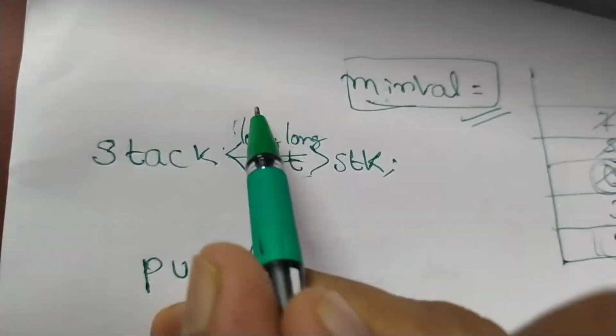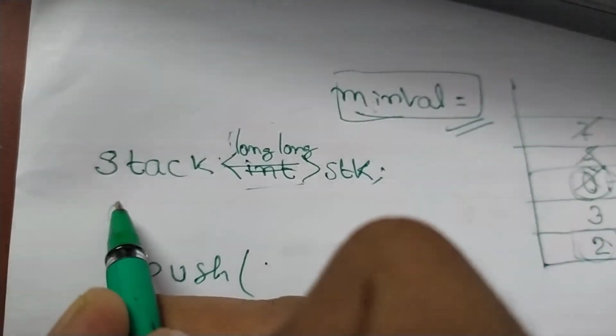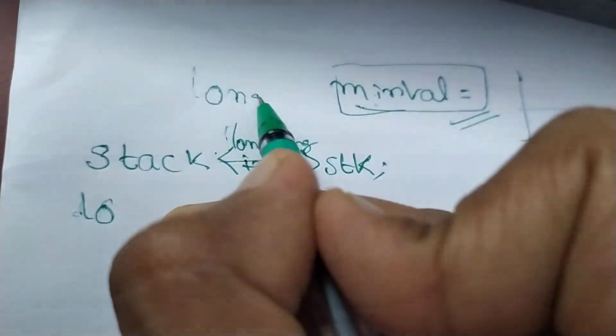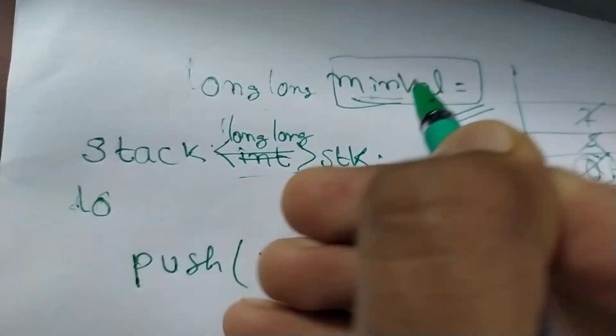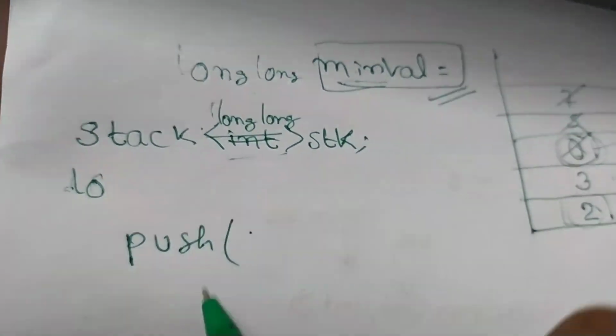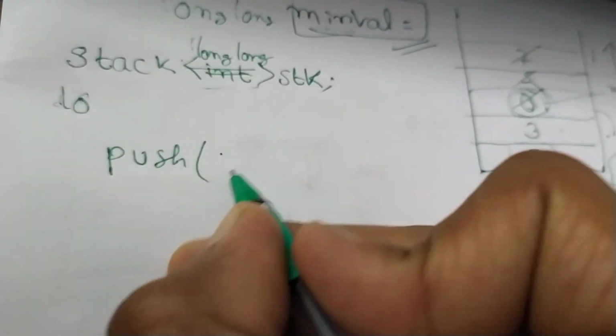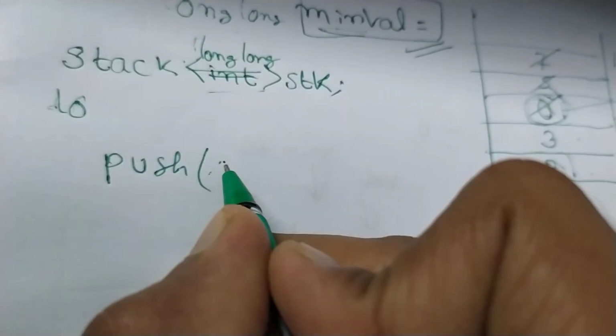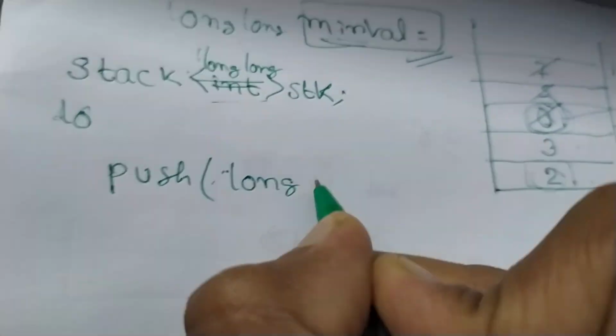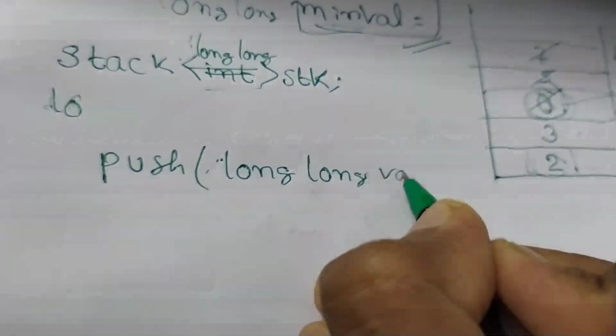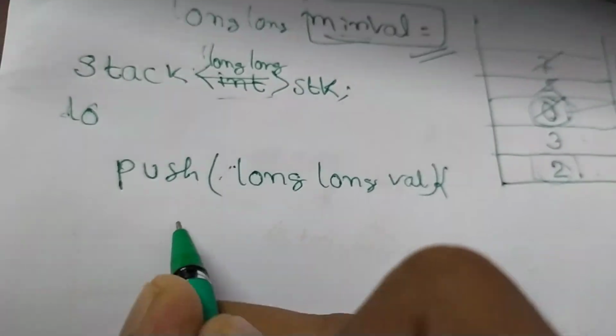I'll tell you about why we are using long instead of int. And another variable we are gonna use is long min value, which will contain the minimum value. So let's first code for our given value, long val. Let's suppose this is a value we are given.